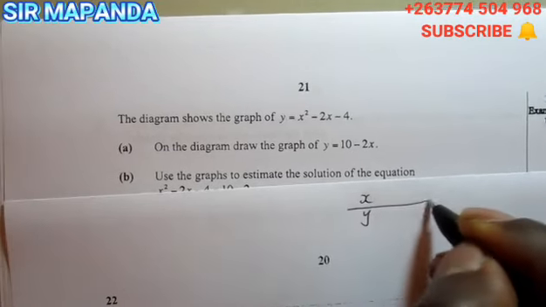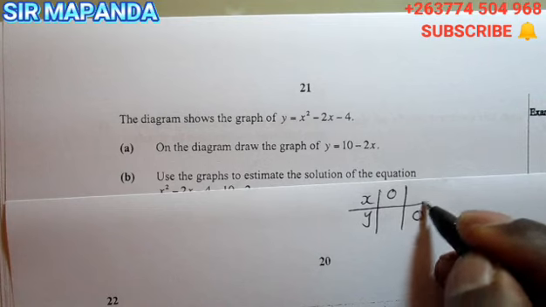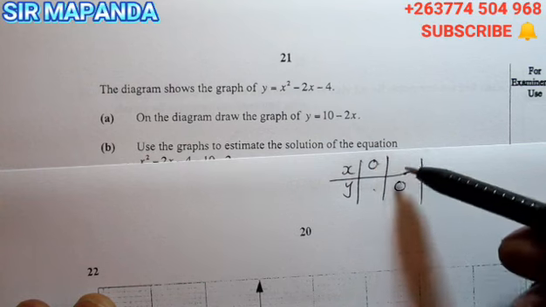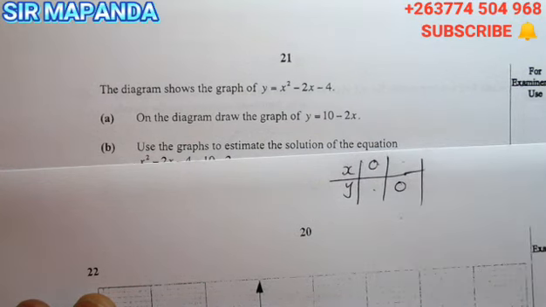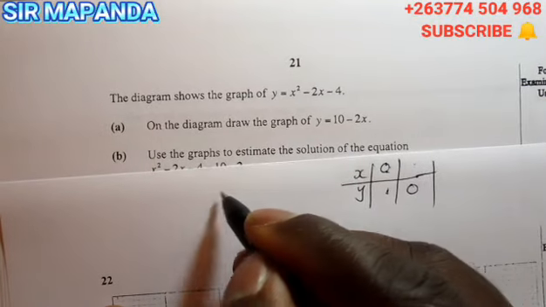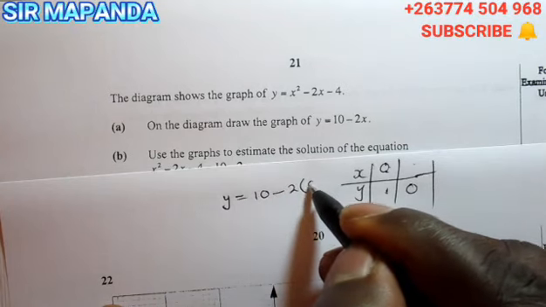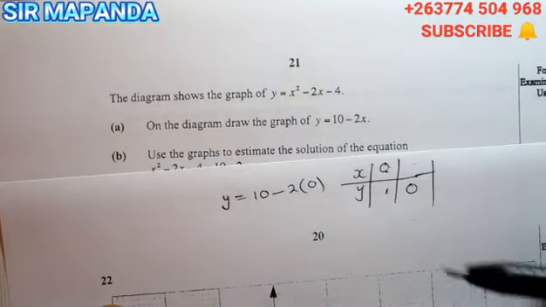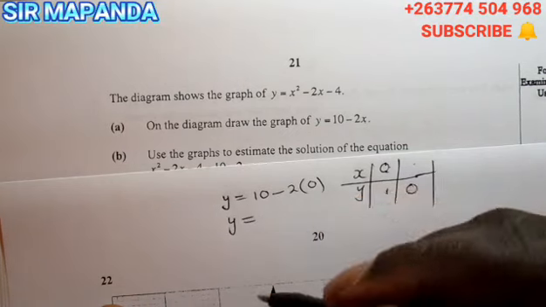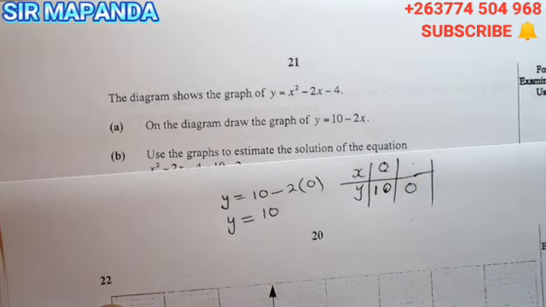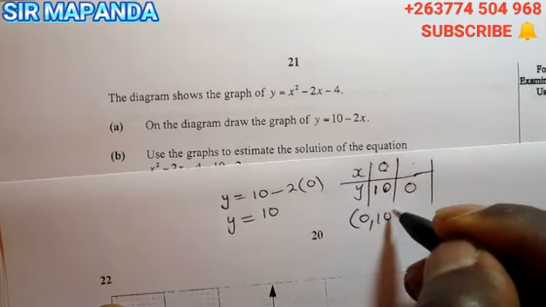You construct what you call a table of values. You want to find the value of y when x is 0 and the value of x when y is 0. Once you have two different points, it is now easy for you to construct the required line. So to find y when x is 0, you write y equals 10, right? Minus 2. Then you put 0 in front of this 2, right? So any number times 0, you get 0. So y equals 10 is the answer. You write 10 here. So the first point is 0 and 10.